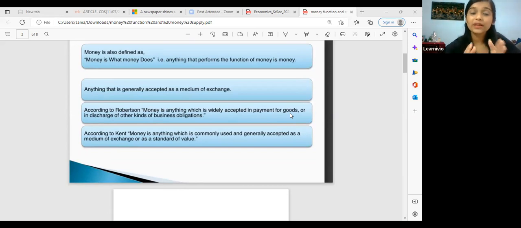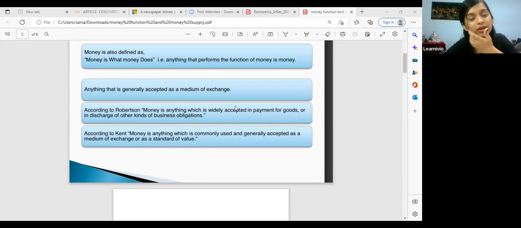For example, you purchase a new mobile phone. You have to make a payment. So in which form will you make the payment? You will make payment in the form of money, right? So that's why Robertson said money is anything which is widely accepted, means all over the world, in payment for good. If you want to make a payment for any particular good, money is accepted.